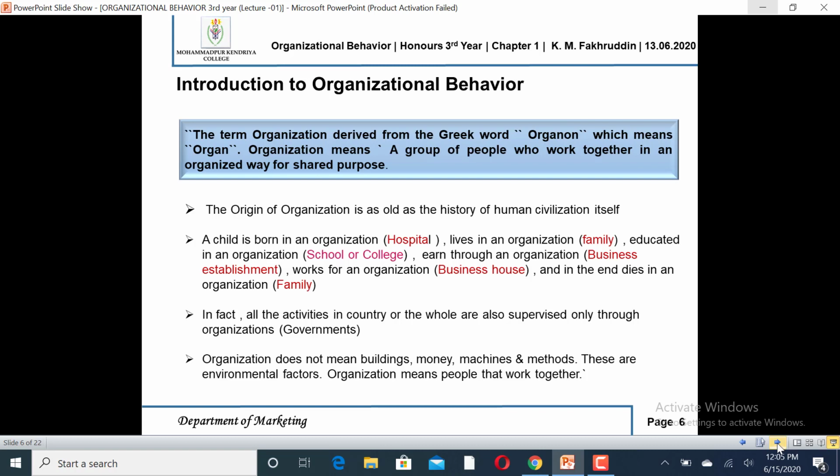For example, a child is born in an organization, a hospital, lives in an organization, a family, is educated in an organization, a school or college, earns through an organization, a business establishment, works for an organization, a business house, and in the end dies in an organization, a family. In fact, all the activities of a country as a whole are also supervised only through an organization, the government. Organization does not mean only buildings, money, machines, and methods. These are environmental factors. Organization means people that work together.